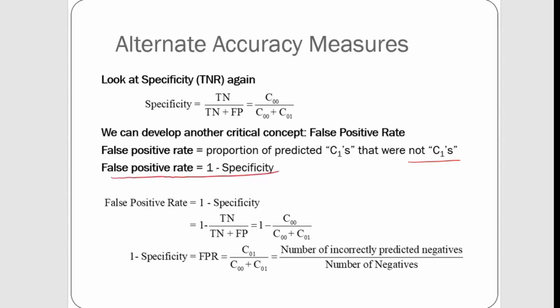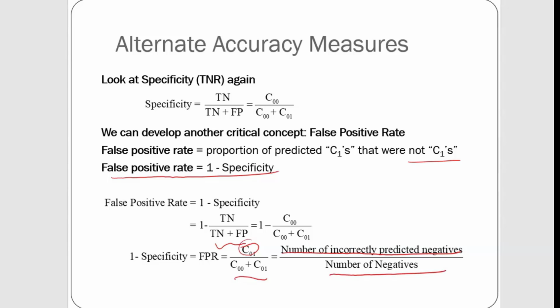And we can see this here. Specificity was Tn over Tn plus Fp. So if we subtract this equation from 1, we will get C01, which is the number of records misclassified as class 1. And the denominator is the total number of 0 actual observations. So this is the false positive rate. Number of records incorrectly predicted as negative as a ratio of number of negatives.